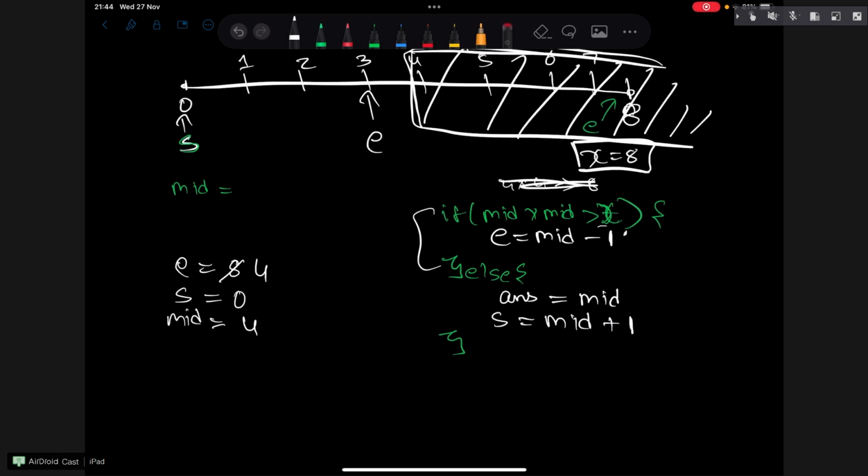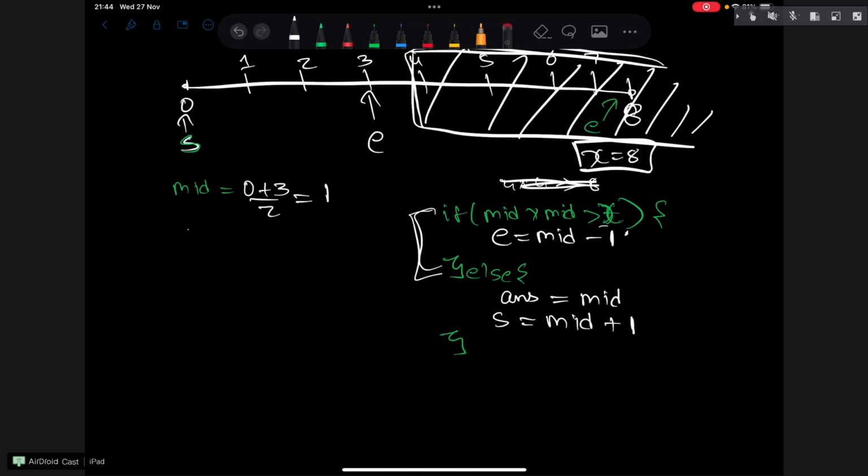Okay, let's calculate mid again. Mid is equal to s plus e by 2. S is 0, e is 3, by 2 is going to be 1. Okay, so we will do a simple condition check. Is mid times mid greater than x? 1 times 1 is greater than x. X is 8, so it is not greater. 1 times 1 is not greater than 8.